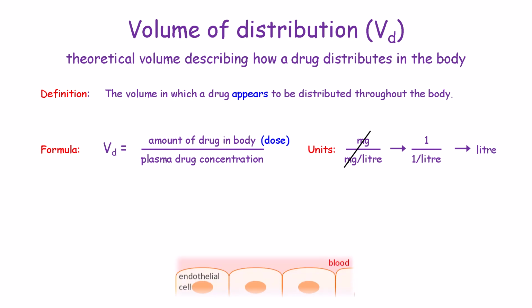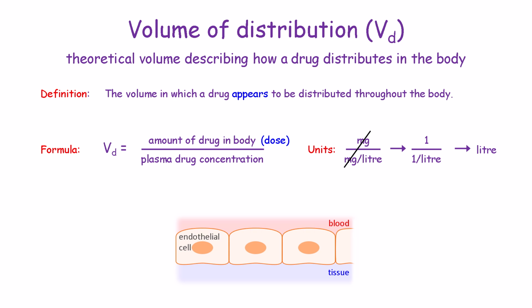Let's look again at the endothelial barrier separating blood from tissues. To measure volume of distribution, drug is injected directly into blood to bypass absorption. If a drug mostly stays in the blood, at equilibrium, very few molecules will have crossed into the tissues and the volume of distribution is low. On the other hand, if the drug easily crosses into tissues and only a small amount remains in blood, we see a high volume of distribution.